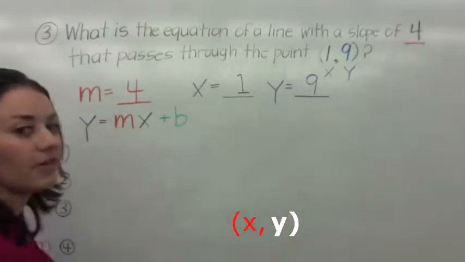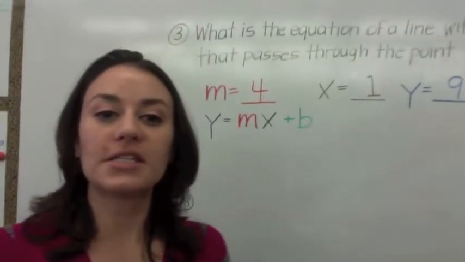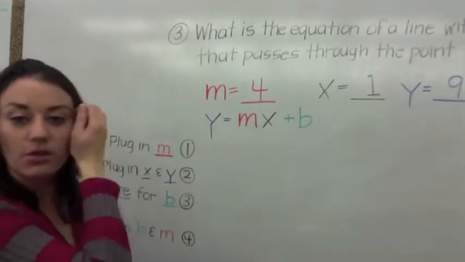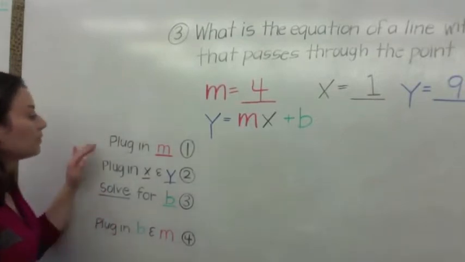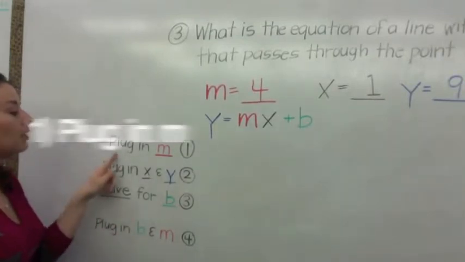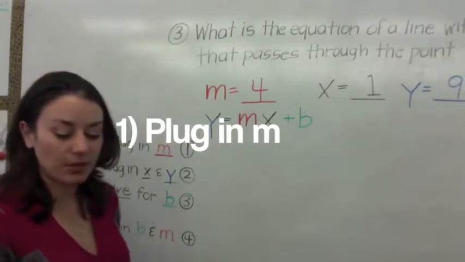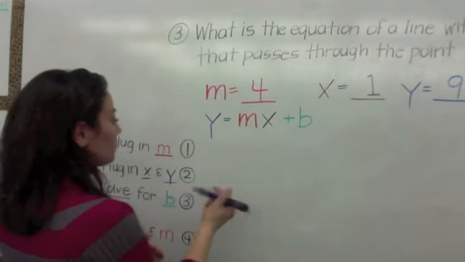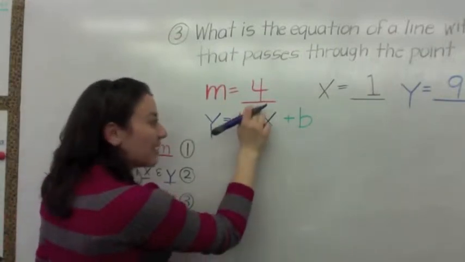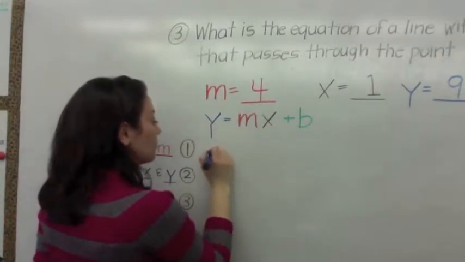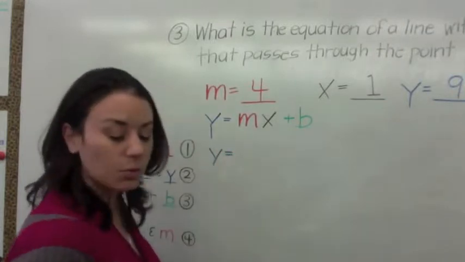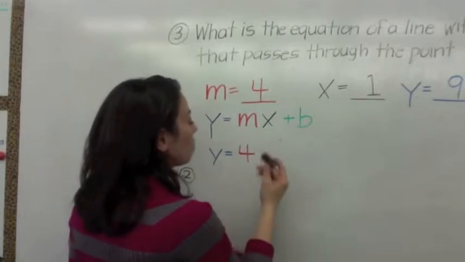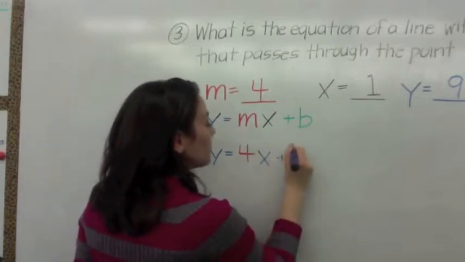So using these three variables, we're going to look at the steps to creating a linear equation, okay? Everybody read the first step with me. The first step is plug in m. Very good, plug in m. So with m, you are given that m is 4. That's given to you. So you write y equals, what's m again? M is 4. Okay, then you write x plus b.